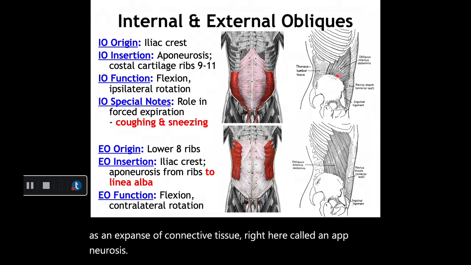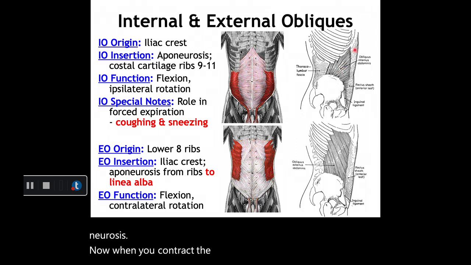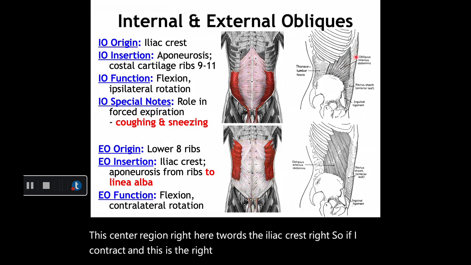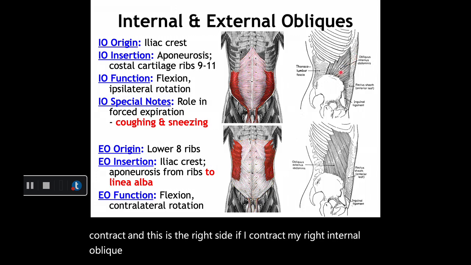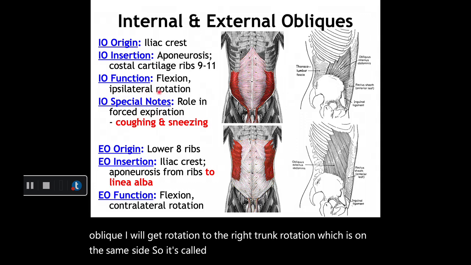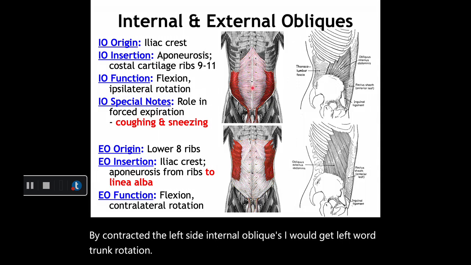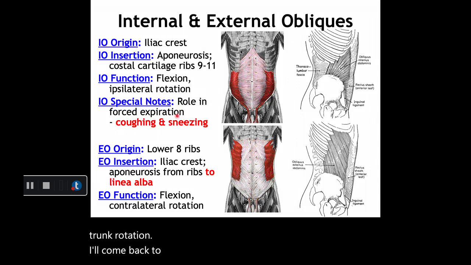Now, when you contract the internal oblique, it's going to pull this center region right here towards the iliac crest, right? So if I contract, and this is the right side, if I contract my right internal oblique, I will get rotation to the right, trunk rotation, which is on the same side, so it's called ipsilateral rotation. If I contracted the left side internal obliques, I would get leftward trunk rotation. I'll come back to these special notes here in just a second.